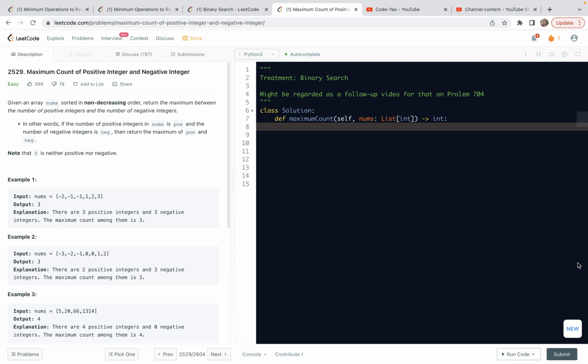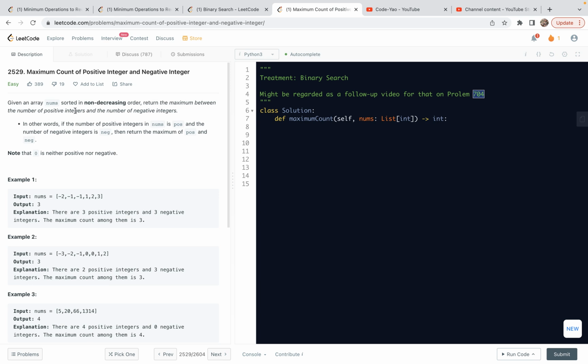Let's have a look at problem 2529, Maximum Count of Positive Integer and Negative Integer. In this video, we're going to explain a solution based on binary search. This video might be regarded as a follow-up video for the one on problem 704, right? So 704 is today's daily challenge problem.